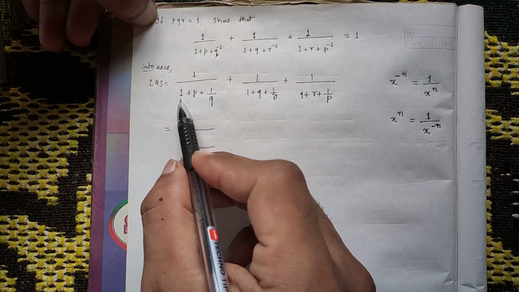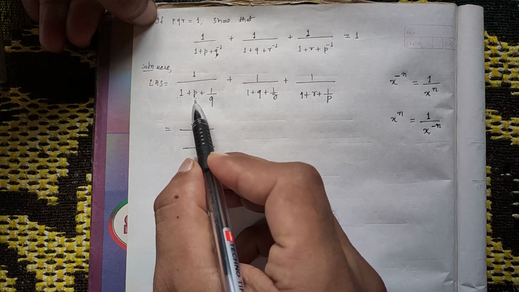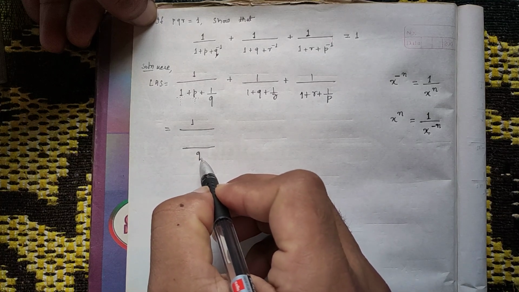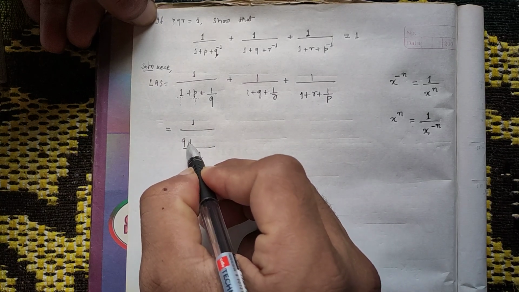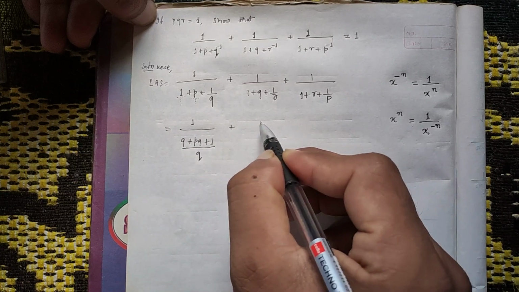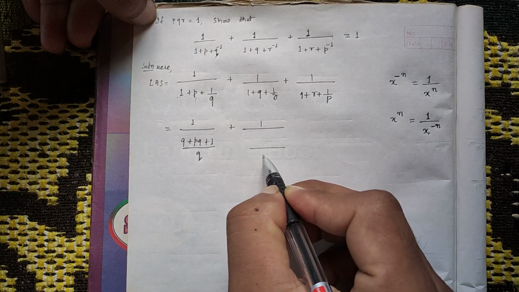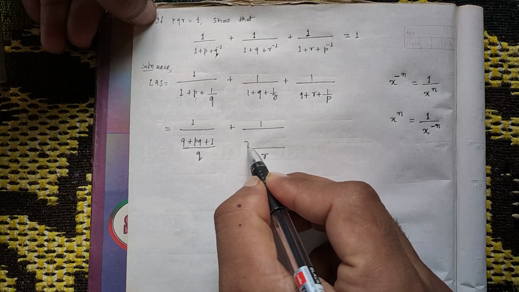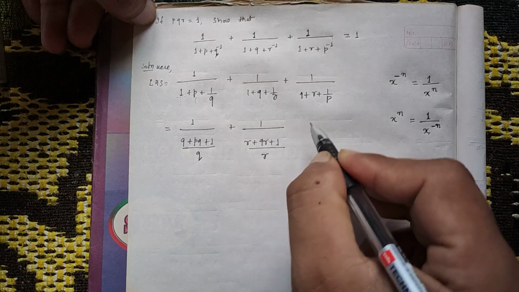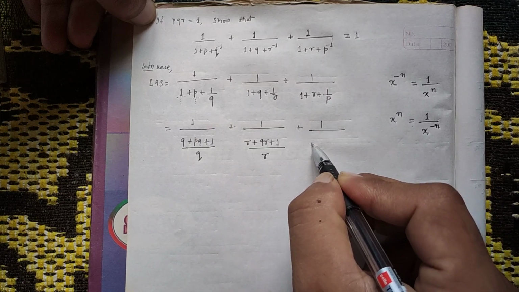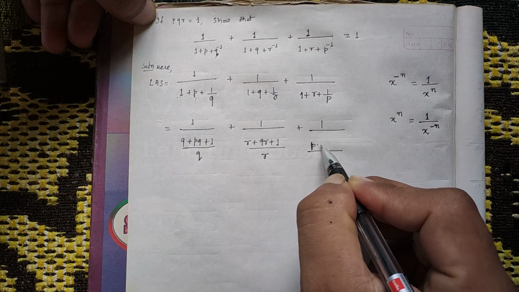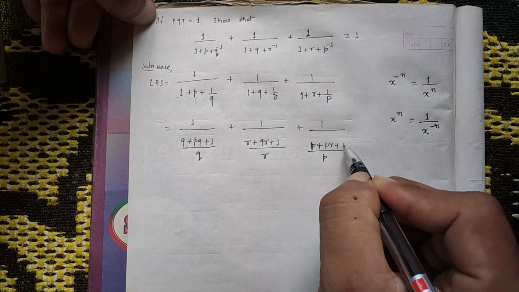If there is nothing, there is 1, so every variable has 1 in the denominator. If you have LCM q, then on the numerator you can write pq plus 1. Similarly, take the LCM here, the LCM is r, then on the numerator r plus qr plus 1. Similarly, on this term, when the LCM is p, on the numerator p plus pr plus 1.